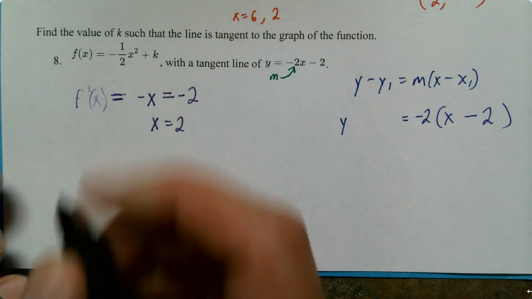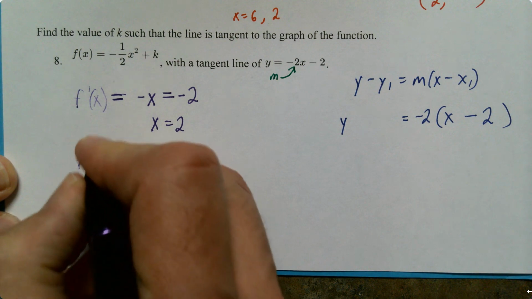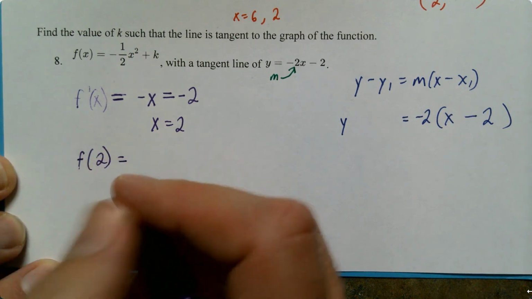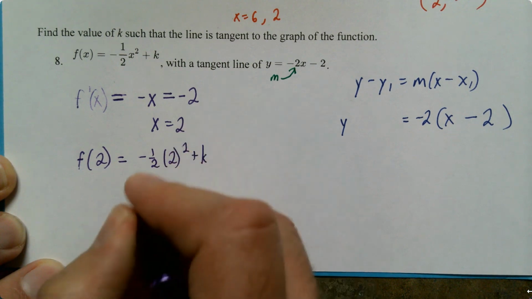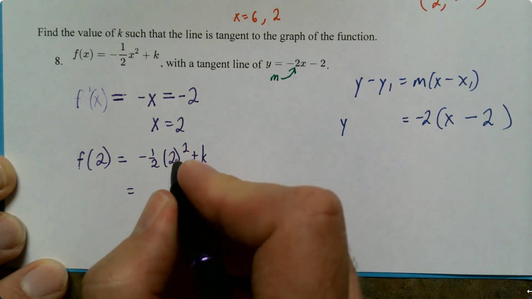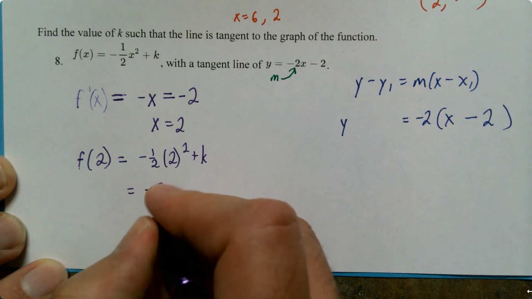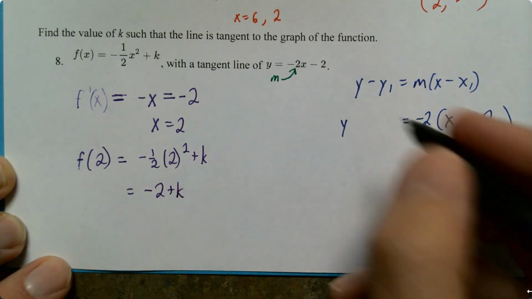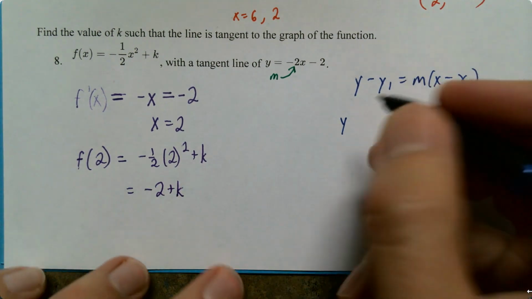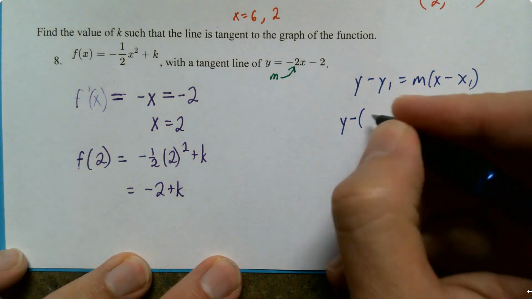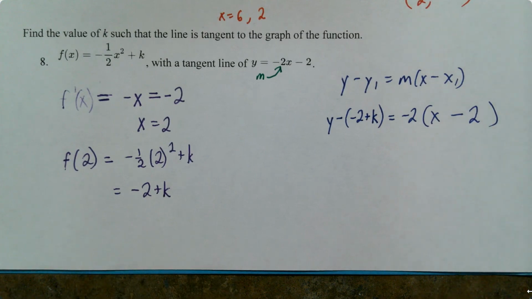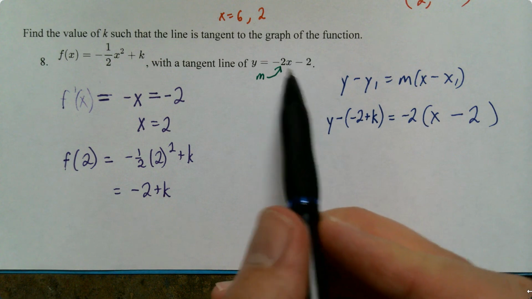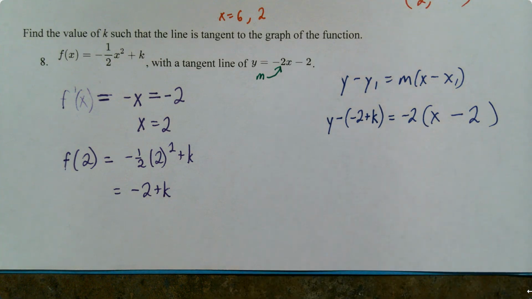So let's figure it out. f of 2 equals negative 1/2 times 2 squared plus k. That is 4 times negative 1/2, which is negative 2, plus k. So we have y minus the y value, and the y value is negative 2 plus k. Well, that doesn't look too neat. That's okay, because if we keep working on this, eventually it'll look like the given line. So let's make it do that.